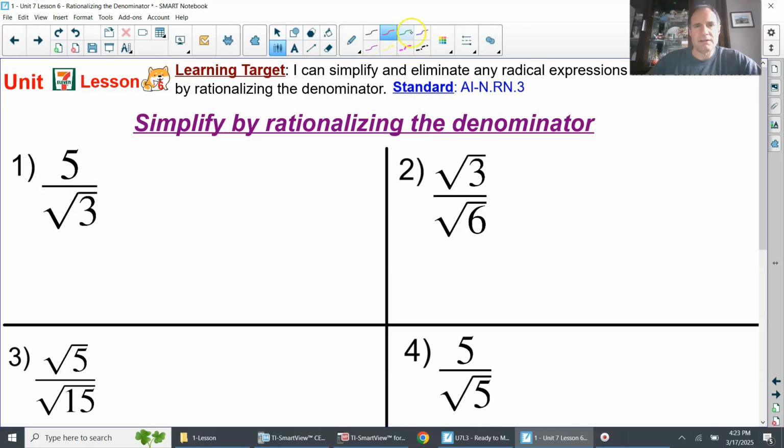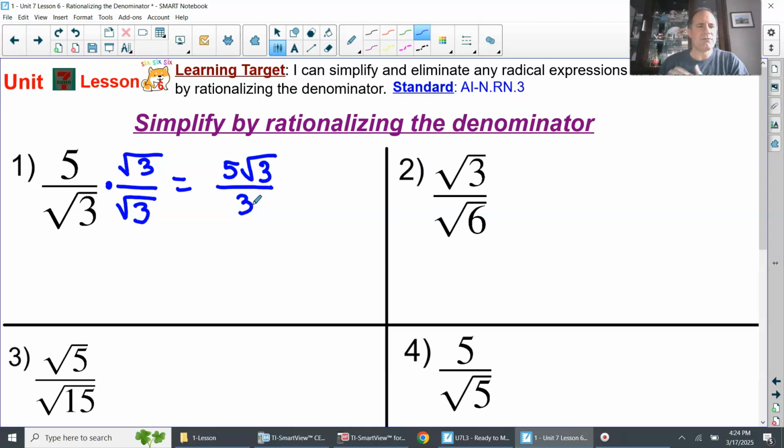So we're going to try these all, and we seem to be focusing on radical 3 being multiplied. So that's the first 3 problems. So here we are, and we're going to say this is equal to 5 radical 3, and this is over 3, because square root of 3 times the square root of 3 equals the square root of 9. Square root of 9 is 3.